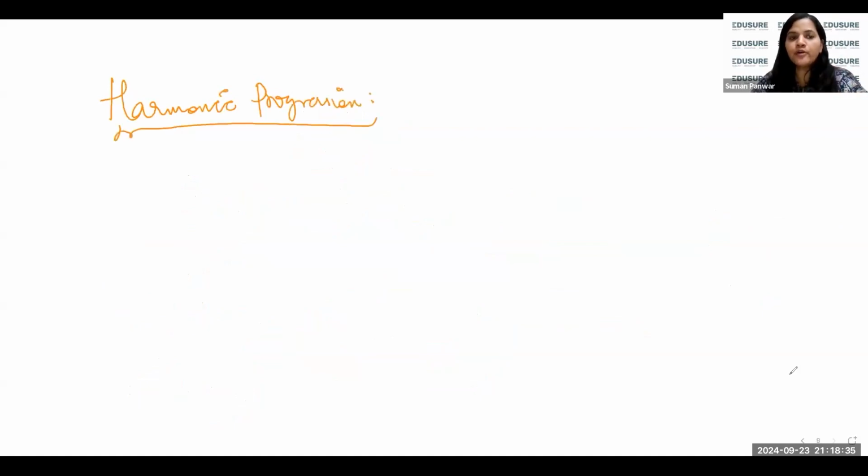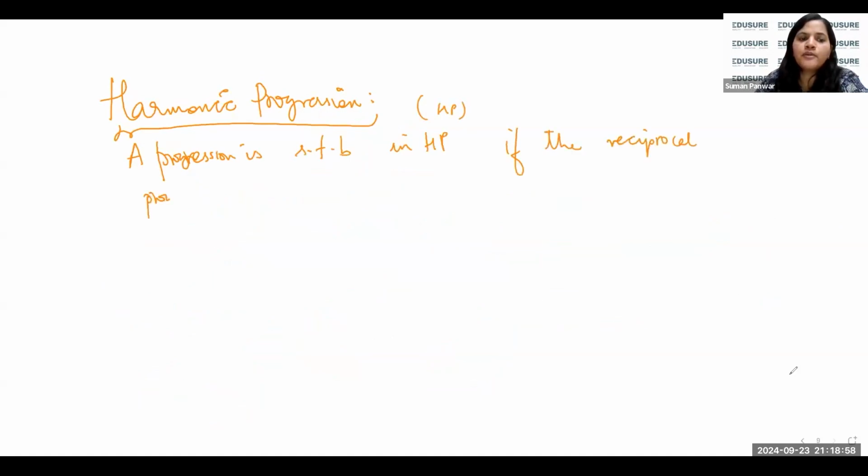So what is harmonic progression? A progression is said to be in harmonic progression if the reciprocal progression, now this is very important, if the reciprocal progression is in AP. बस इसकी यही डेफिनेशन है. मतलब अगर टर्म्स को उल्टा करके रेसिप्रोकेट करके एपी बन रहा है तो हमारा गिवन प्रोग्रेशन एचपी होगा.